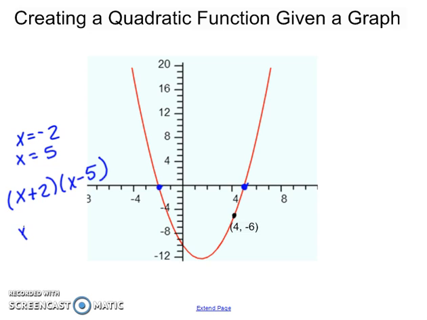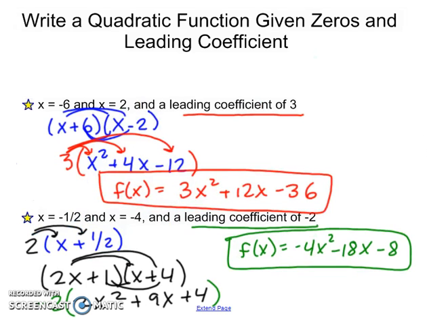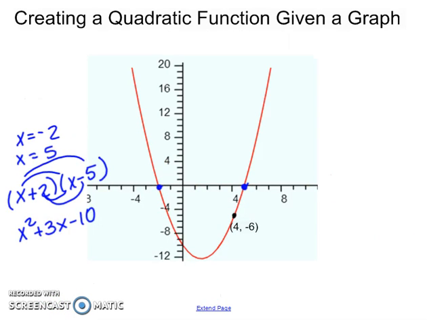And I'm going to FOIL this out. So x squared minus 5x plus 2x. So that's minus 3x. And then minus 10. So we need to figure out whether or not there's a leading coefficient. Okay, so in the previous examples, they told us there was a leading coefficient. Okay, if you're given a problem like this where it says like x equals negative 6 and x equals 2, and they don't tell you there's a leading coefficient, you're assuming it's 1. If they give you a graph, you have to use the point that they give you in order to figure out what your a value is.